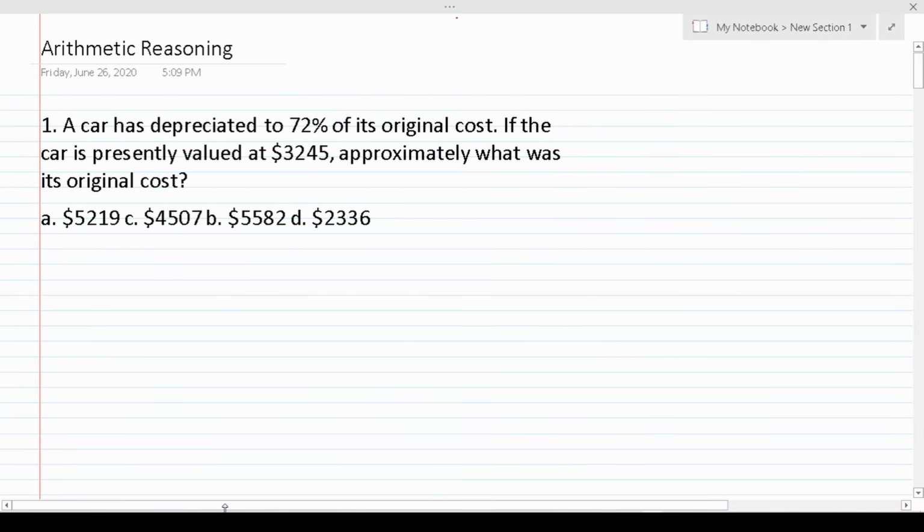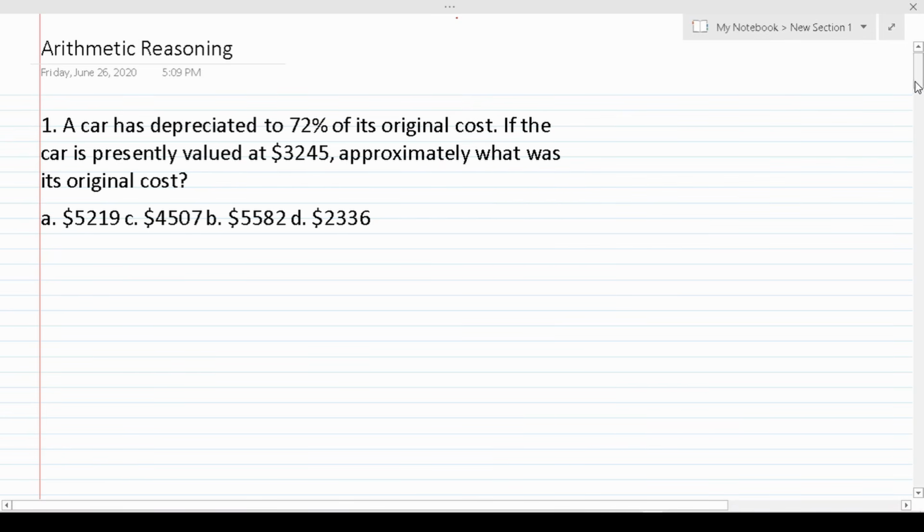All right, question 1 says a car has depreciated to 72% of its original cost. If the car is presently valued at $3,245, approximately what was its original cost?